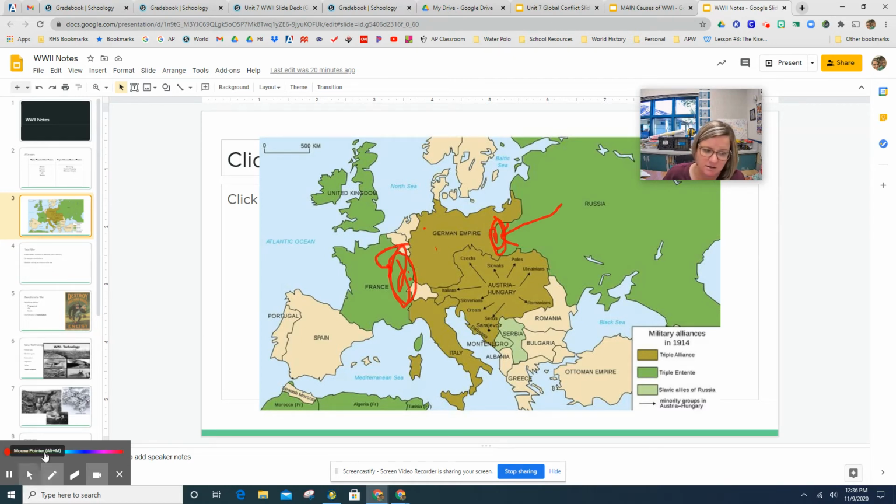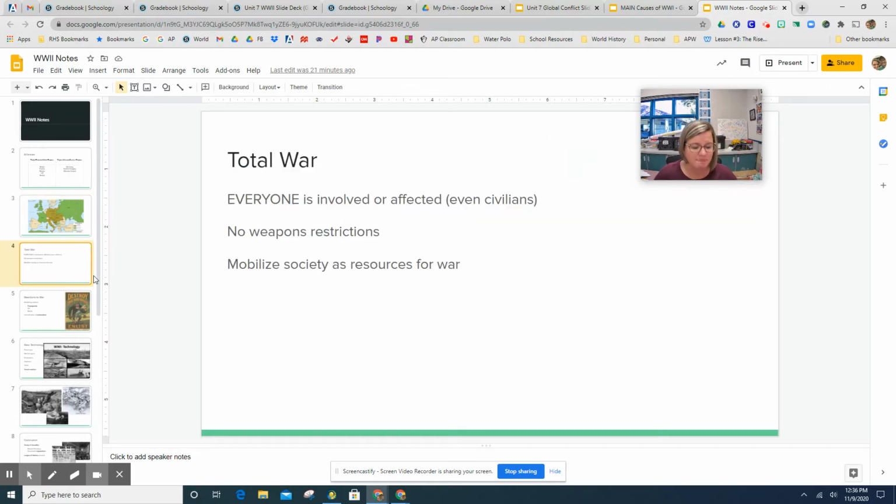Germany already is in bad shape because they thought that Russia was going to take a while and they didn't. And then because of what they did in Belgium, it got everybody involved. And so it was not good at all. Okay, so there you go. Germany is now fighting a two-front war. And I'm going to get into warfare in just a little bit. There is your alliance.